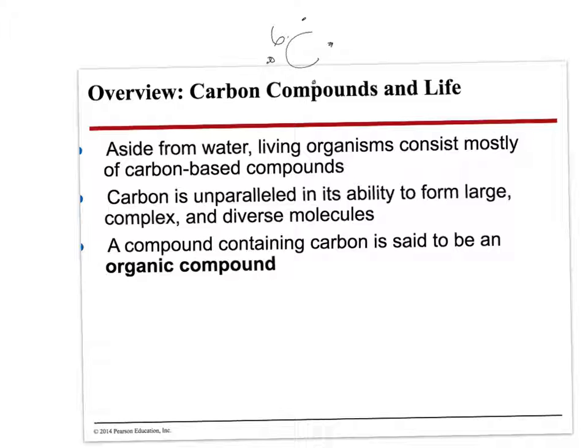But carbon's structure, the fact that it has those 4 electrons in its outer shell and can make 4 bonds, allows it its versatility to form large, complex, diverse molecules. We've already said inorganic versus organic molecules. An organic molecule is something that contains carbon. Something that does not contain carbon is what? Inorganic.